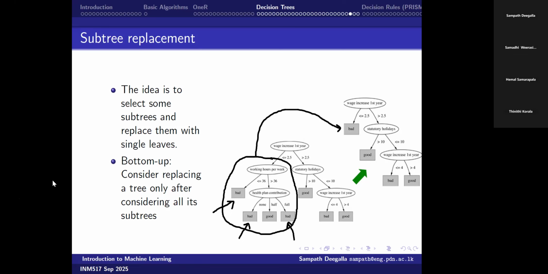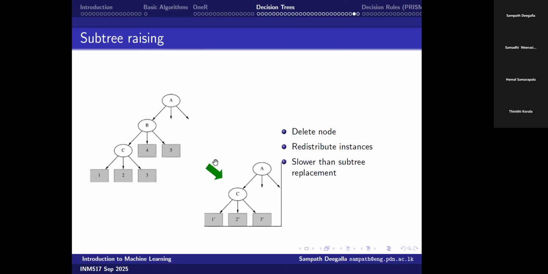Okay, next one. The next one is called subtree erasing. What I mean by this is when you have a tree structure like this, you remove B. You delete this part and then you connect C to A. So when you connect C to A, you know that the attribute numbers will be redistributed, right? And this is what we call subtree erasing. So those are the two techniques that you can actually use.